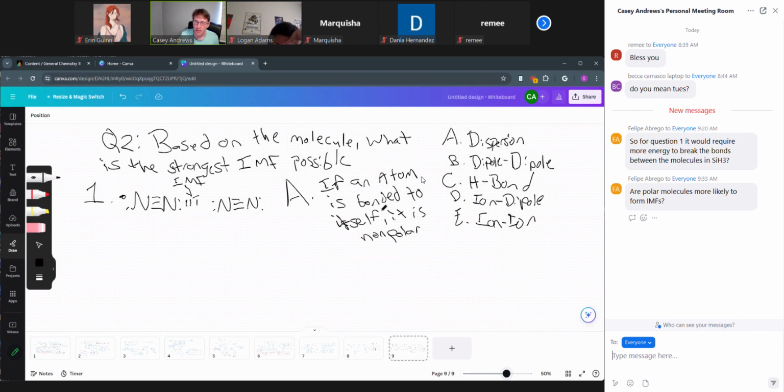So if an atom is bonded to itself, it is nonpolar. If it's nonpolar, it only has dispersion forces, right? So that's a quick way for you to determine if a molecule is nonpolar or not. Is it only made out of one type of atom? Nonpolar. Right, questions about our first prompt there?